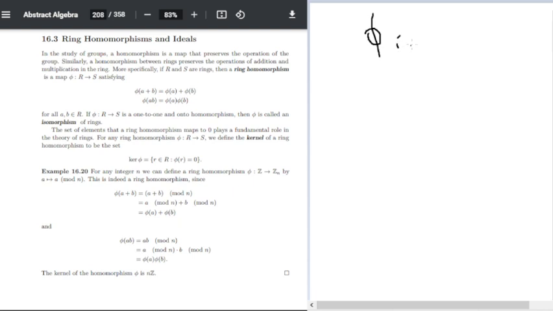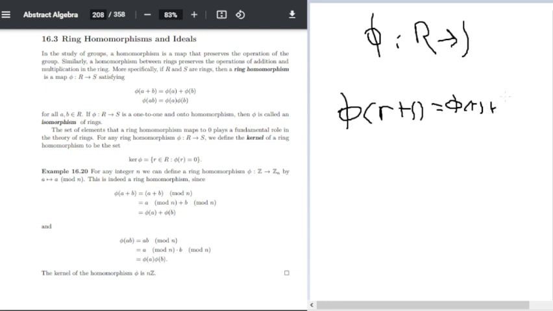So I'm going to be using a bunch of abuses of notation here. φ(r + s). Notice that this is the addition in S, and this is the addition in R. We make this subtle identification so that we don't have to write with different notation all the time. We just assume that by the context of where the domain takes it, that's how we understand the addition.